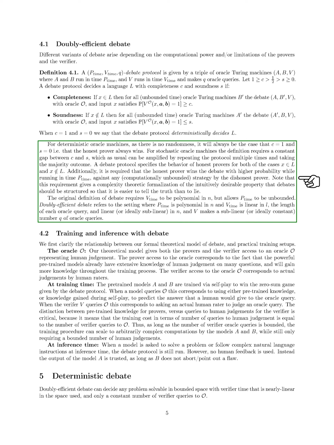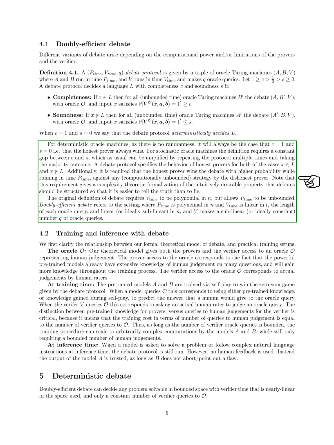In a deterministic scenario, where there is no randomness, the honest prover always wins. However, in a stochastic scenario, there needs to be a constant gap between the completeness and soundness, which can be amplified by repeating the protocol multiple times and taking the majority outcome. A debate protocol outlines the behavior of honest provers in both scenarios.